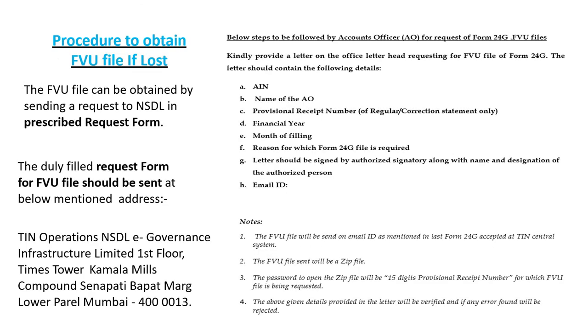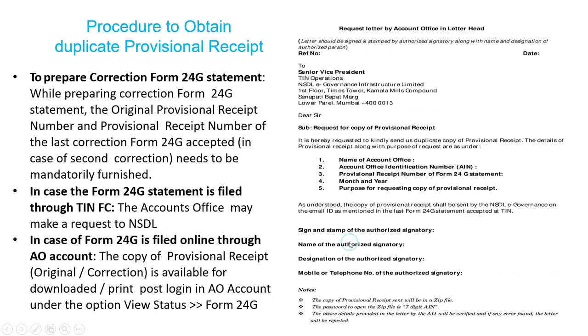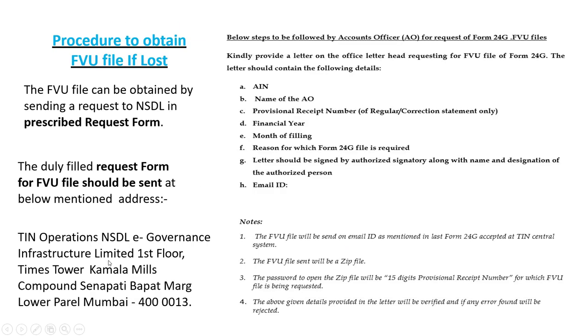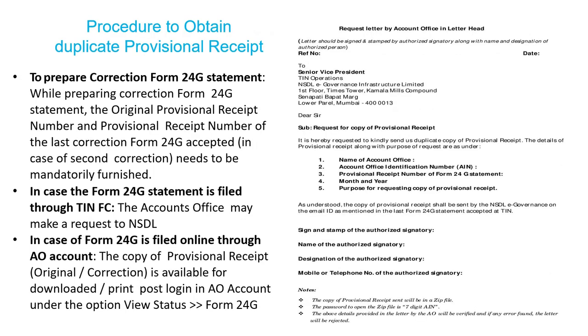Now, if the FVU file is not there or if you have lost it, the FVU file can be obtained by sending a request to NSDL in prescribed request format. This is the format which is to be filled and to be sent at TIN Operations, NSDL e-Governance Infrastructure Limited address. If the provisional receipt has been lost, a duplicate copy can be obtained through this format. This request letter has to be sent to this address.